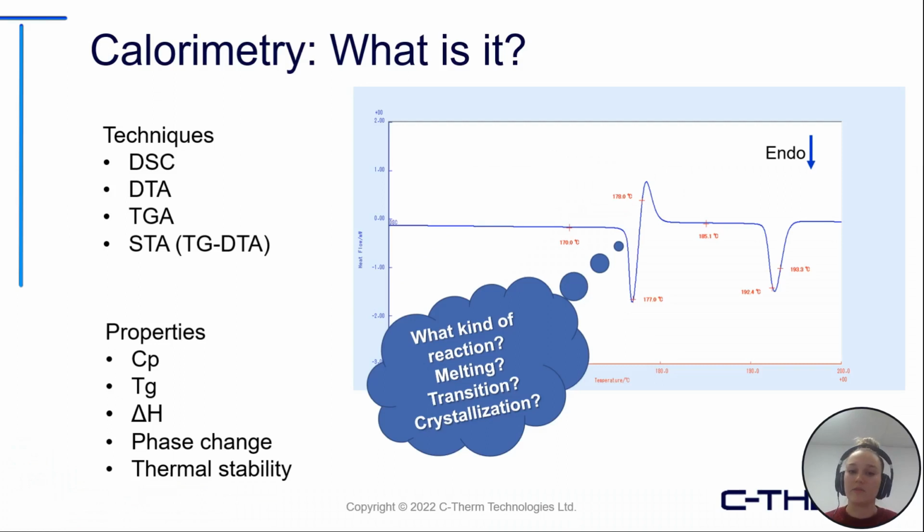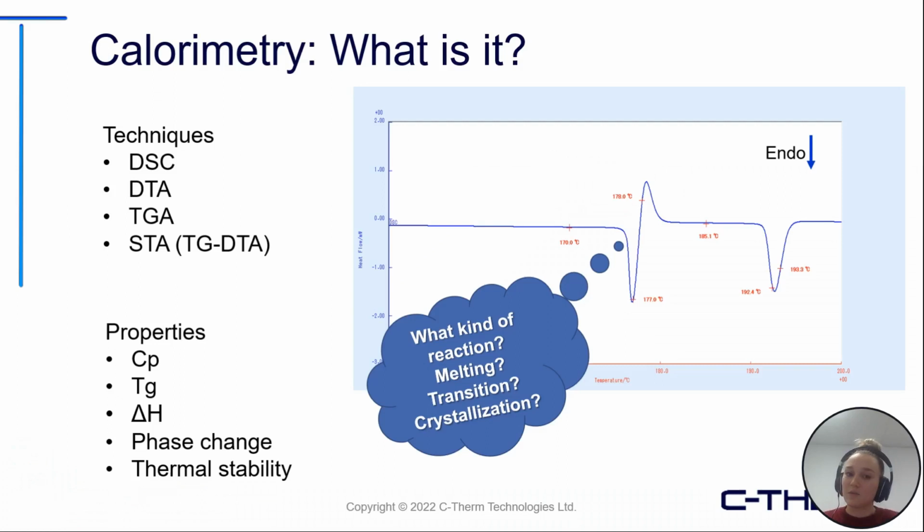With these instruments, a variety of physical properties can be measured. These include heat capacity, which is perhaps the most common request we get, glass transition temperature, enthalpy of transitions, phase changes, thermal stability, and things like that. If you are familiar with calorimetry, you'll recognize the graph you see there on screen with some endothermic and exothermic peaks. It doesn't give you too much information visually, which is a bit confusing sometimes.